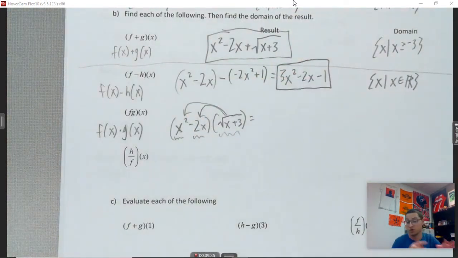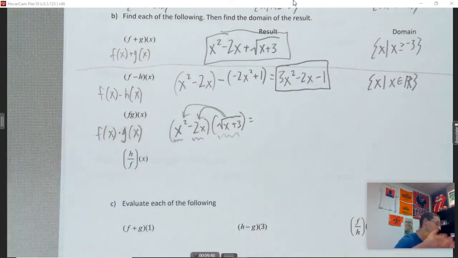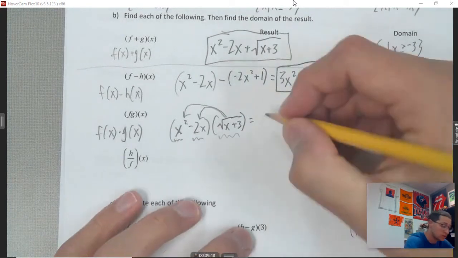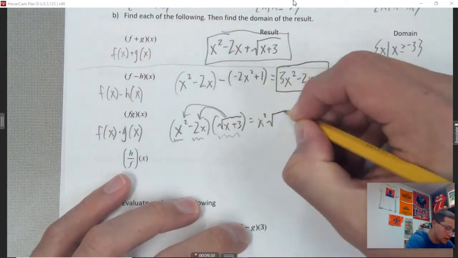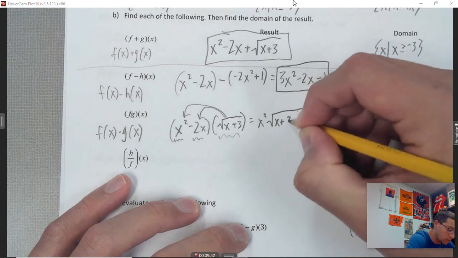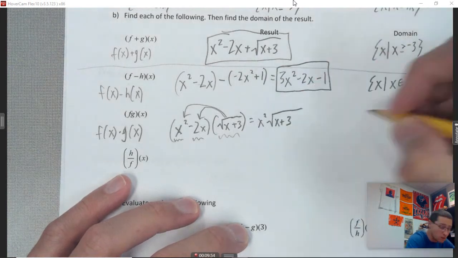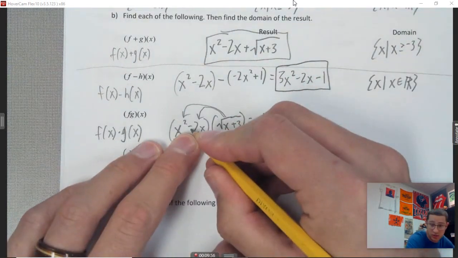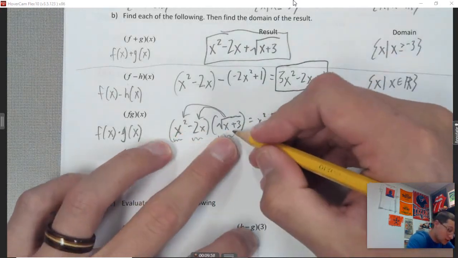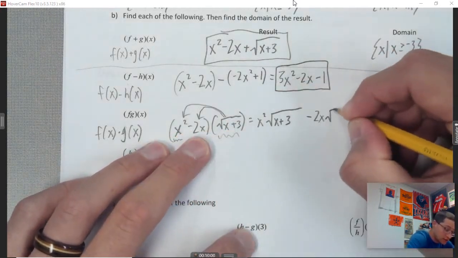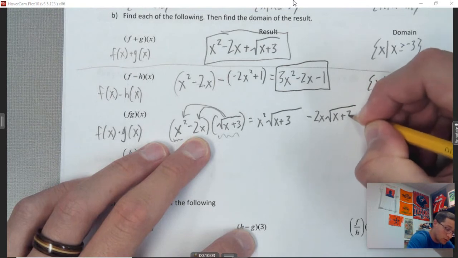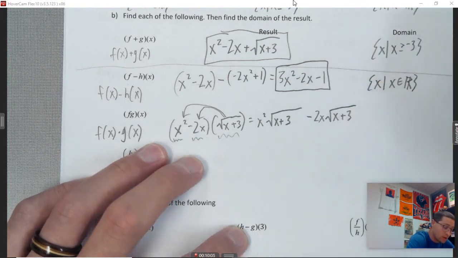If it was two terms and two terms that we're multiplying, we've got to use the box method or FOIL in order to multiply those out. But for this particular one, since I've got a one-term and a two-term, I'm going to distribute. So I've got x squared times the square root of x plus 3, and then a minus in between, and then I distribute those. So I get 2x times the square root of x plus 3 there.